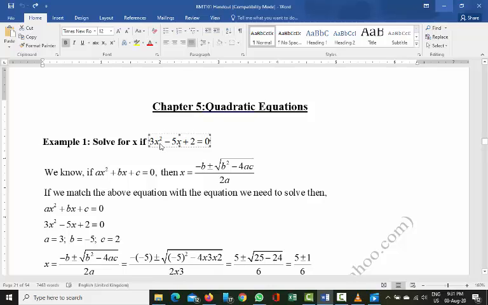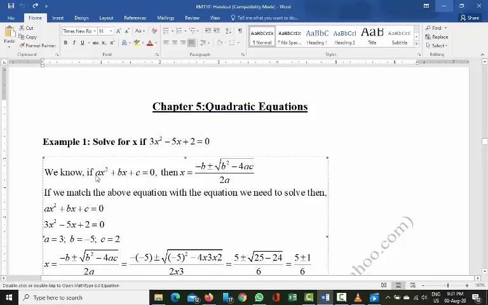So if you want to solve an equation like this, always remember you need to match this equation with this equation: ax square plus bx plus c is equal to 0. You can see here, with the square term of the variable, with x square, we have a. Again, in this equation, with the square term of the variable, we have 3 here. So that means the value of a is equal to 3.